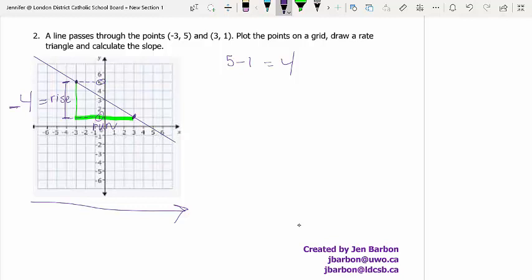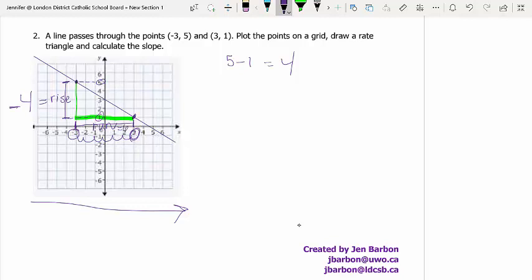Okay, let's calculate the run. So the run is from here to here. So what's that distance going to be? Okay, and it covers 6 units because it starts at -3. It goes 1, 2, 3, 4, 5, 6, all the way up to +3. Okay, so the run is going to be 6.